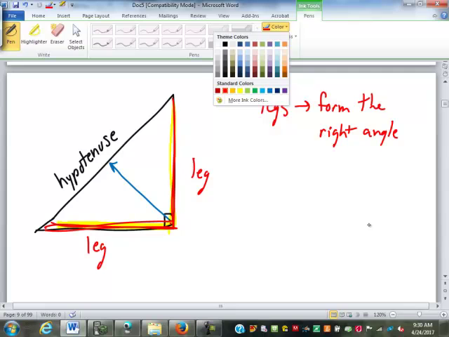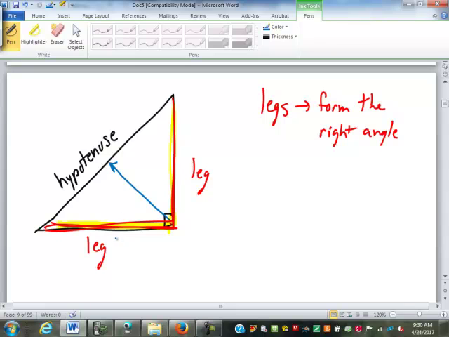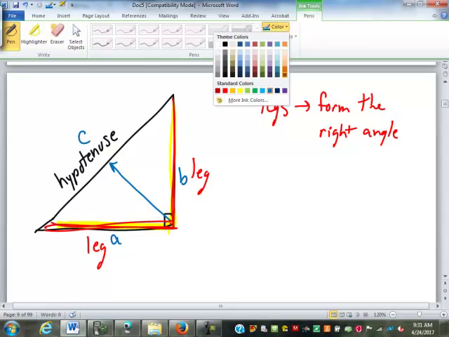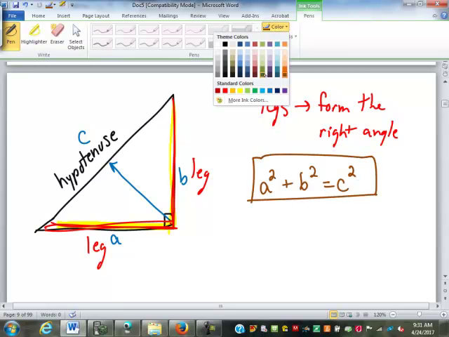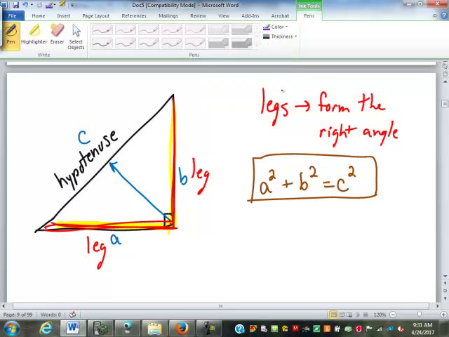When we label a right triangle, we'll label the sides A, B, and C. We label typically the legs A and B and the hypotenuse side C. And there's a relationship that I'm sure all of you have heard before. In a right triangle, A squared plus B squared equals C squared. So what does that mean? Well, it means if I know the length of the legs, I can find the length of the hypotenuse. Or if I know the length of the hypotenuse and one of the legs, I can find the length of that missing leg.